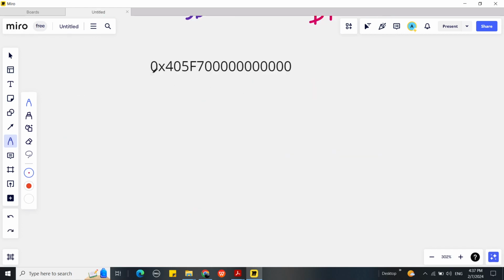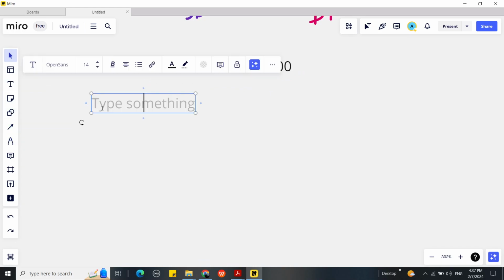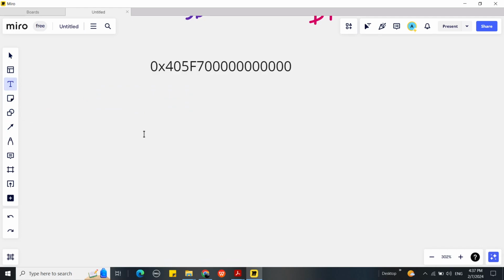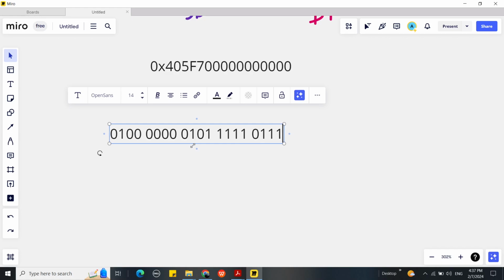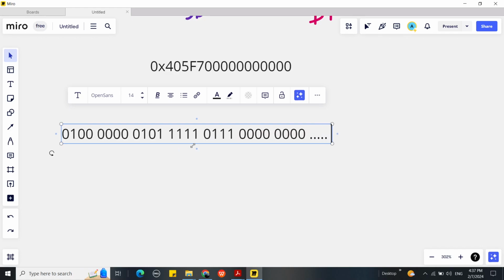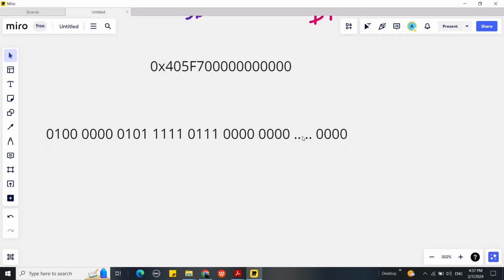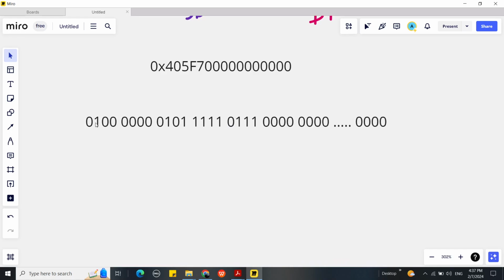Okay, it's time to change this machine code to double precision, and basically I'm just gonna break this machine code into binary numbers. Okay, now I can see it. So 4 is 0100, 0 is a multiple of 4 zeros, 5 is 0101, F is 1111, and 7 is 0111, and then the rest are gonna be zeros, right? Because I don't have enough space.